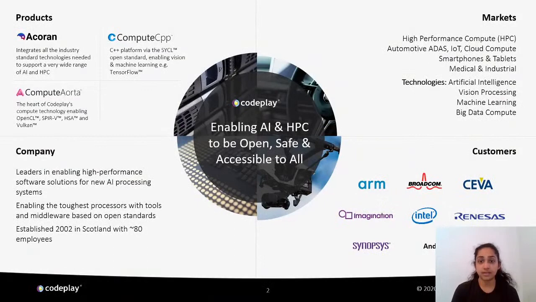So if you haven't heard about us, Codeplay is a company of 80 people. We are based in Edinburgh, Scotland. We actually design and develop heterogeneous solutions based on open standards such as HSA and SYCL. We develop compilers, runtimes, and other tools for different domains like automotive, vision, for different customers like ARM, Renesas, etc.